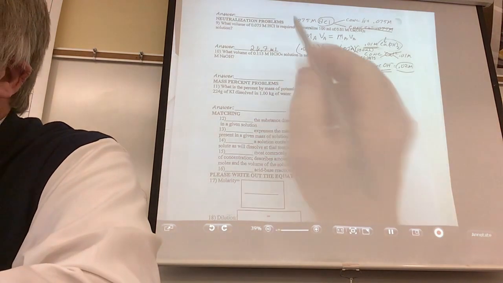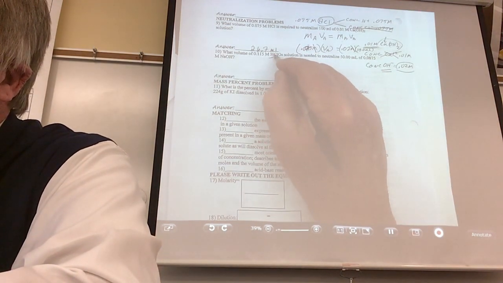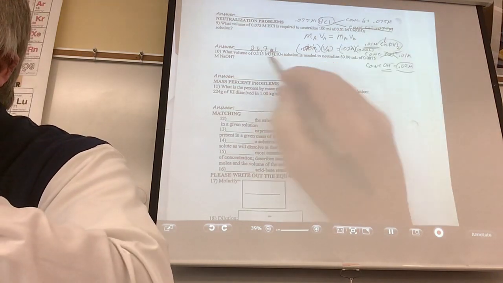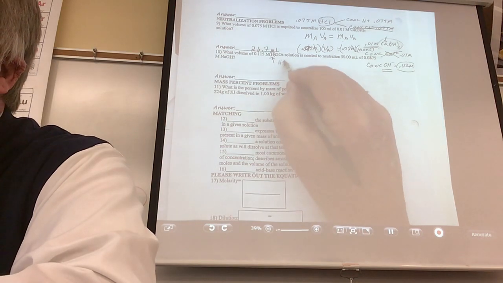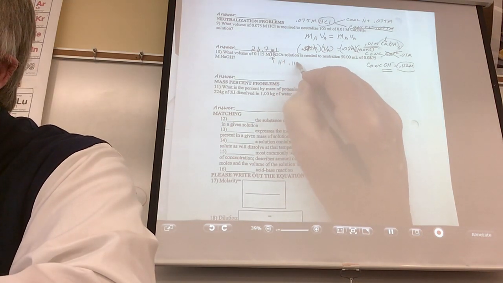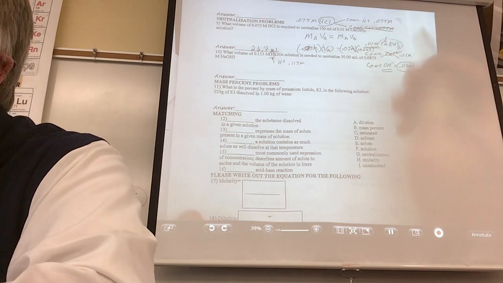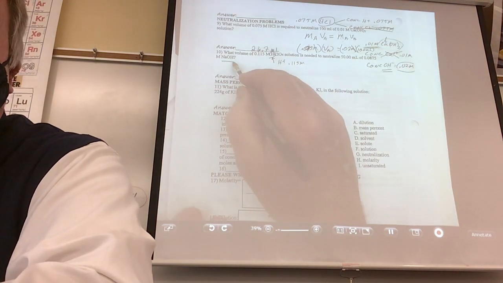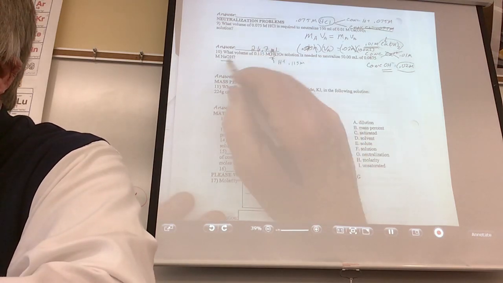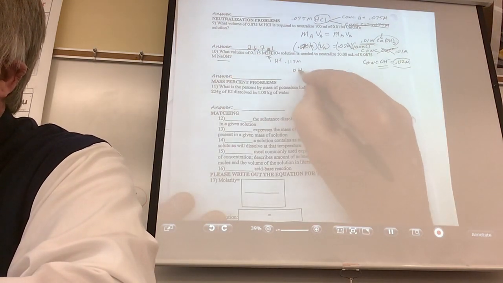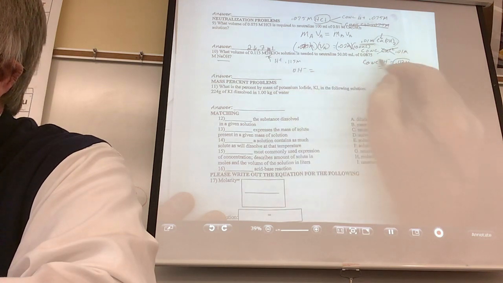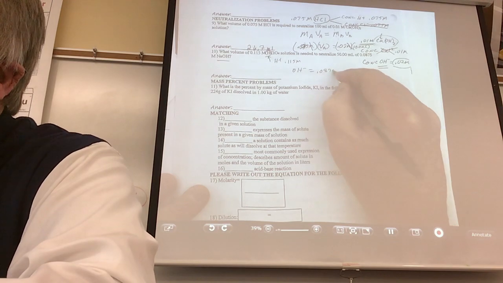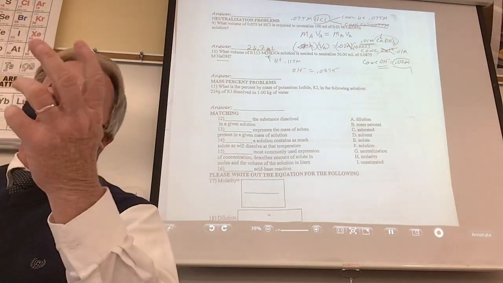This one was an easier problem because, guess what? For every one of these, how many hydrogen ions do you get? 1. So what's the concentration of hydrogen ions here? 0.115 molar. 1, 1. What about this? How many hydroxide ions are in there? 1. So what's the molarity of hydroxide ions? 0.0875, right? What do you think? So that's the only trick.